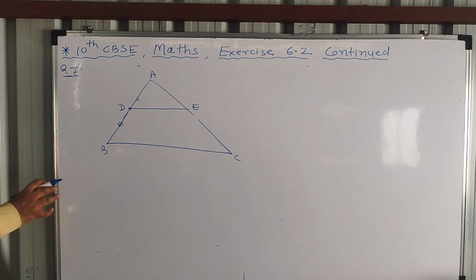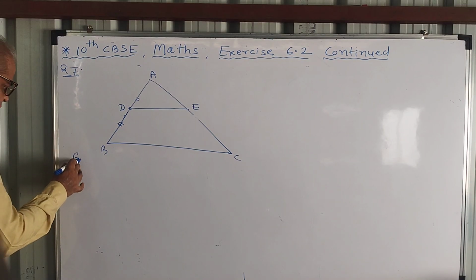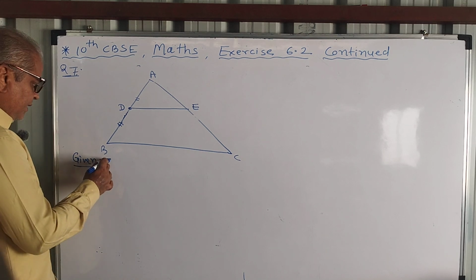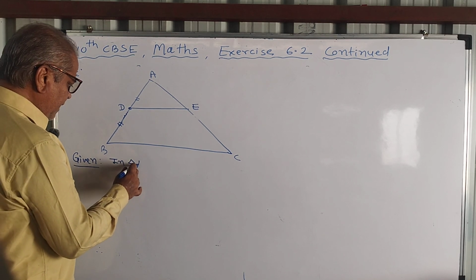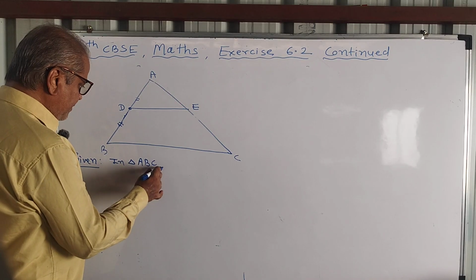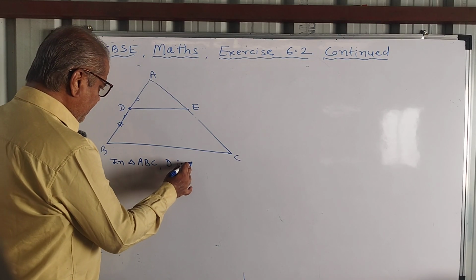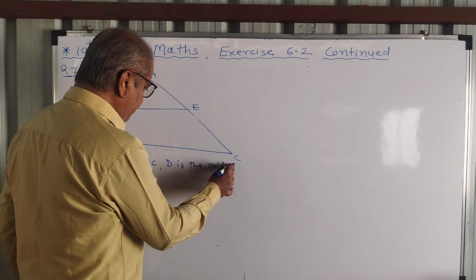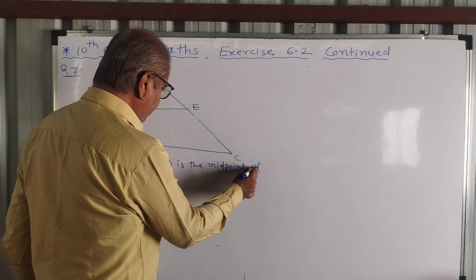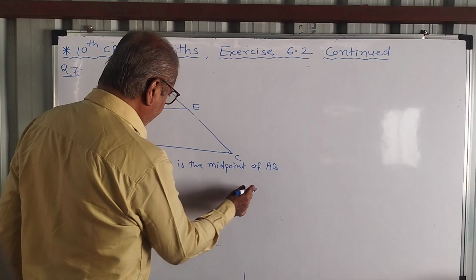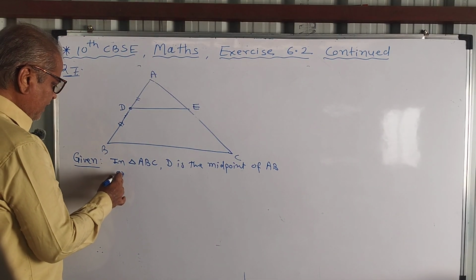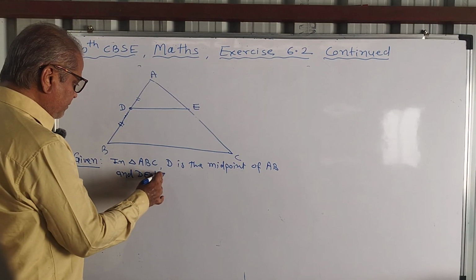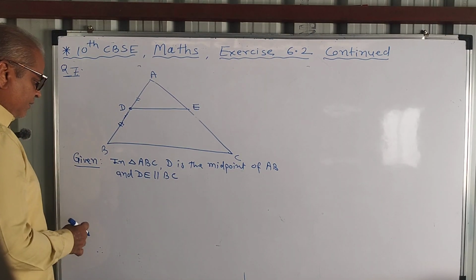So a very simple question. Draw the diagram, write the given first. In triangle ABC, D is the midpoint of AB and DE parallel to BC, it is given.